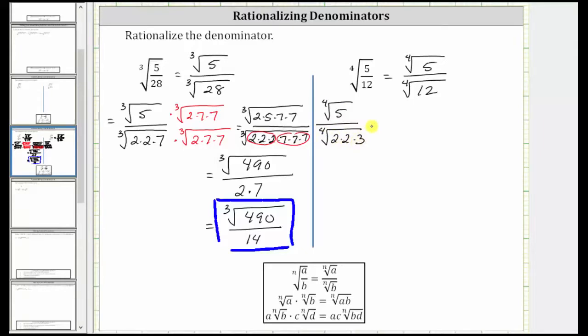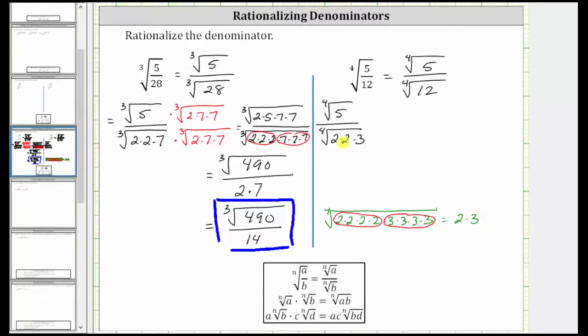Now we need to determine what to multiply the numerator and denominator by to make the radicand in the denominator a perfect fourth root, or a radicand that only has factors raised to the fourth power. So again, we should be thinking that if we have the fourth root of 2 times 2 times 2 times 2 times 3 times 3 times 3 times 3, this will simplify perfectly and rationalize the denominator because we have 2 to the 4th here and 3 to the 4th here, and therefore this simplifies to 1 factor of 2 and 1 factor of 3.